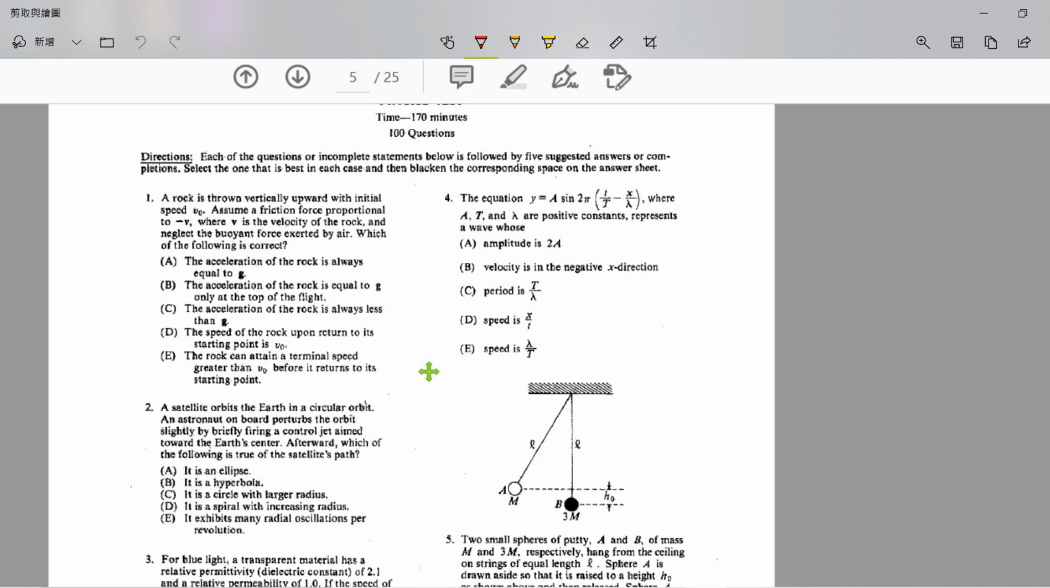So basically, I got 4 scores. I would like to share my skill set for solving the physics GRE, and you can see how I guess the answer and how I do this. Okay, let's start. The first few questions are mechanical problems, and the first few are very easy.